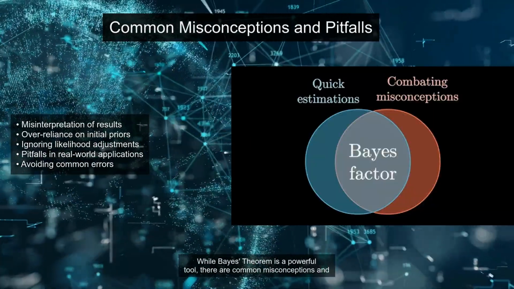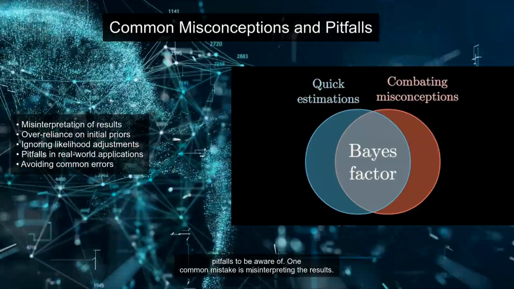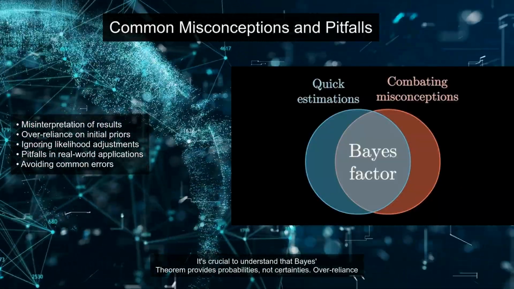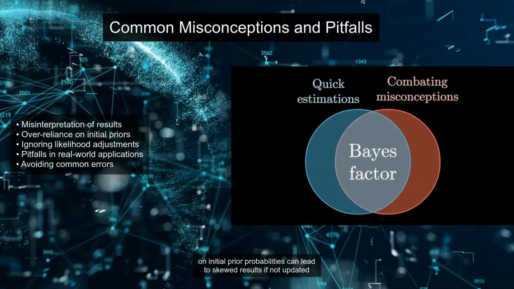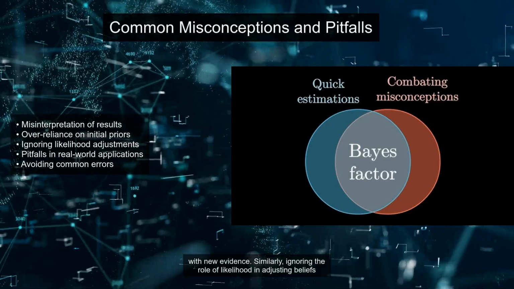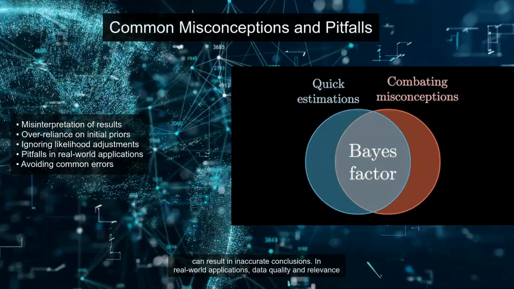While Bayes' theorem is a powerful tool, there are common misconceptions and pitfalls to be aware of. One common mistake is misinterpreting the results. It's crucial to understand that Bayes' theorem provides probabilities, not certainties. Over-reliance on initial prior probabilities can lead to skewed results if not updated with new evidence. Similarly, ignoring the role of likelihood and adjusting beliefs can result in inaccurate conclusions.